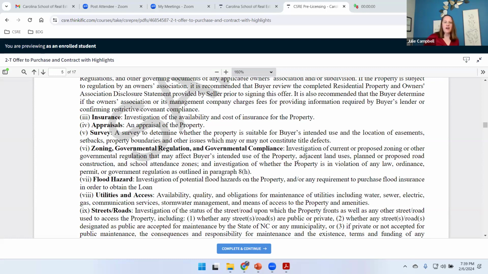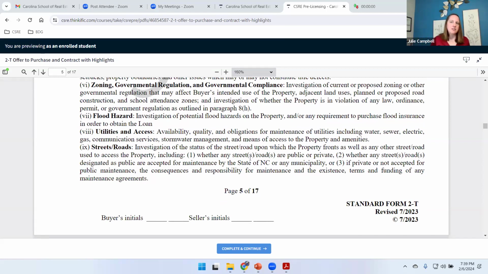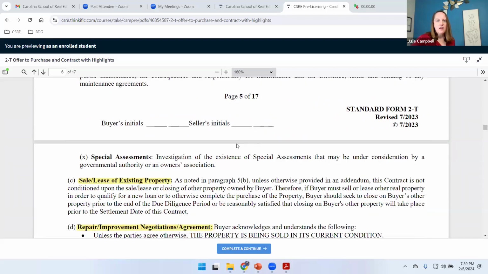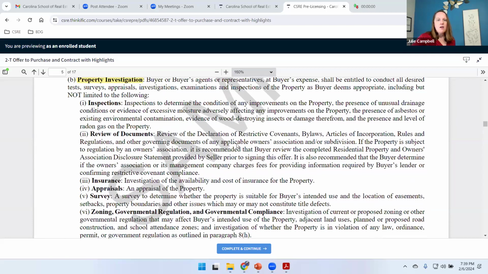Is the property in a flood hazard? Finding out utilities, there's our streets, if they're public or private. I know I'm going fast, but again, we're going to spend more time when we get to unit 21, and then special assessments. Understand about this list with the property investigation, this is not an inclusive list. This just helps get the buyer started.